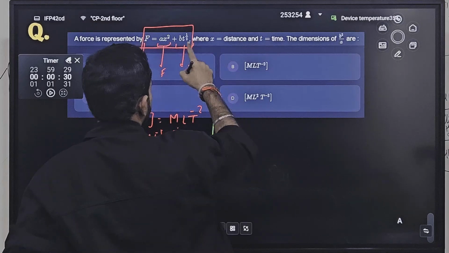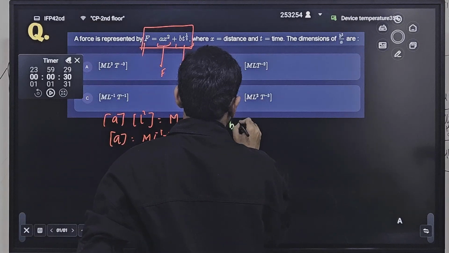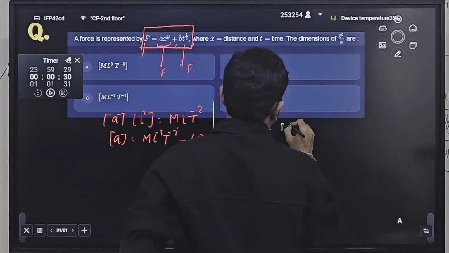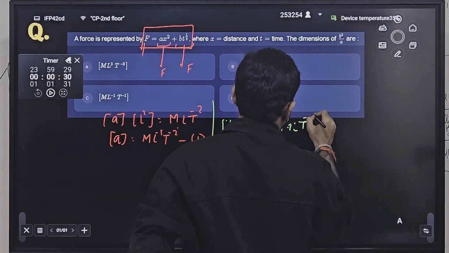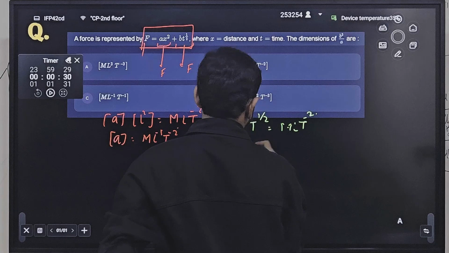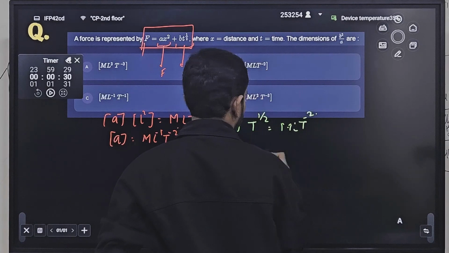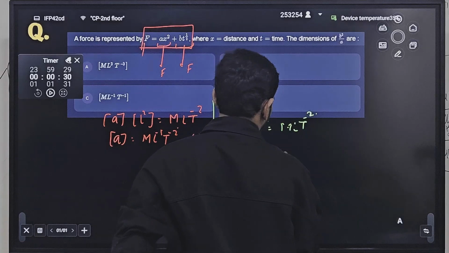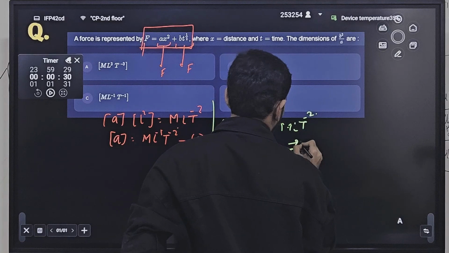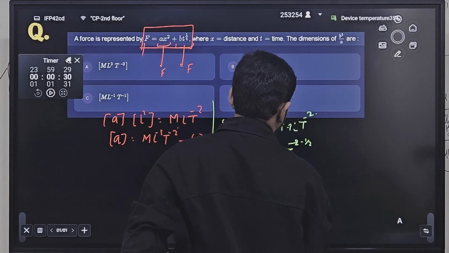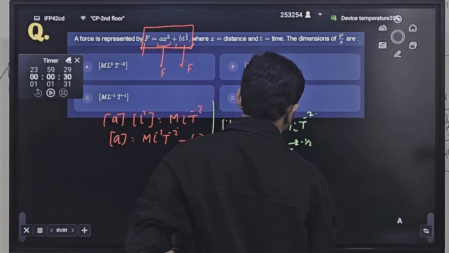For the second part, what you can say: the dimension of D into T power 1 by 2 should be equal to M L T minus 2. That means here it will be coming, and 1 by 2 this will be going, that means it will become negative. What will it become? M L T minus 2 to the power minus half. How much will it become net? It will become M L T minus 5 by 2.